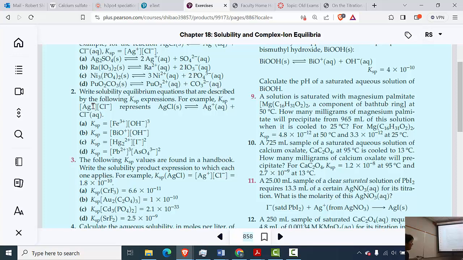Then we have mercury 1 iodide. It'd just be mercury 1 iodide solid goes to mercury 1 ion, which is Hg2 2+, to the first, and then 2 iodides, iodide squared. Here we have lead arsenate. Lead arsenate has got to be Pb3(AsO4)2 solid goes to 3 leads and 2 arsenates. Any questions on those? This is just verbal.